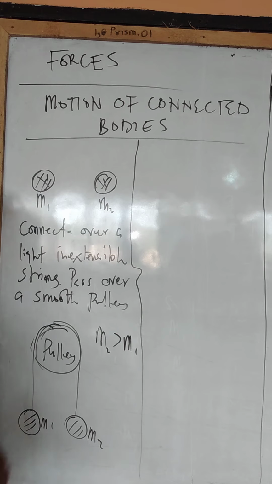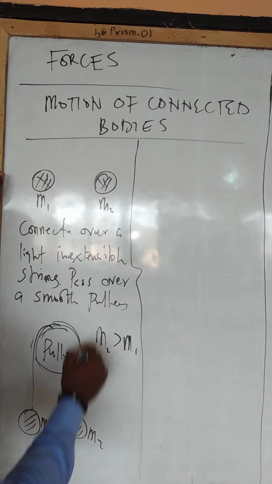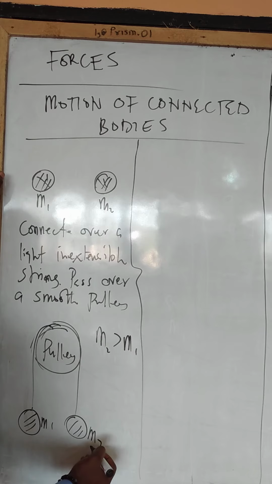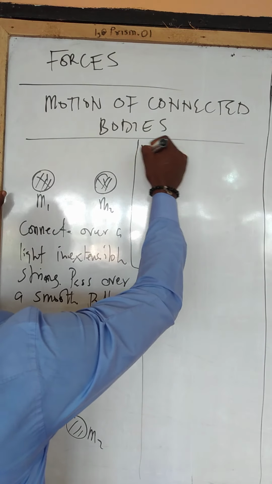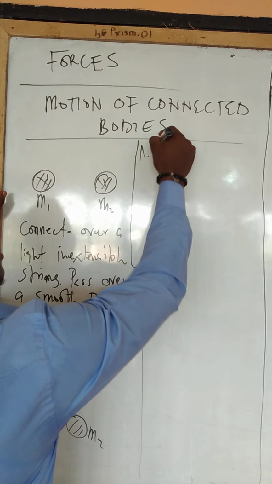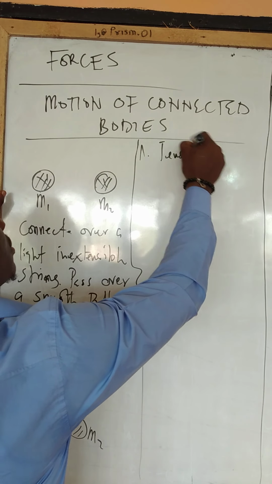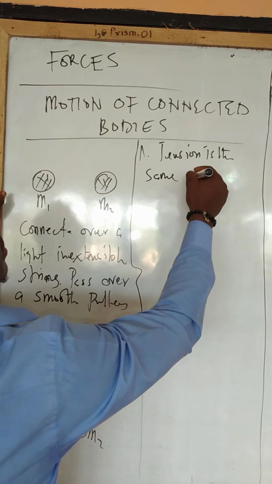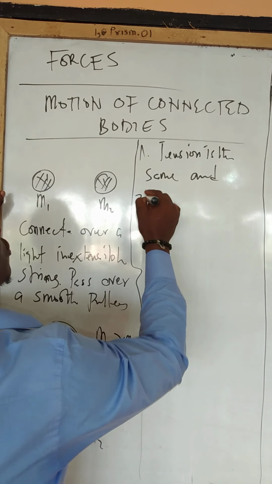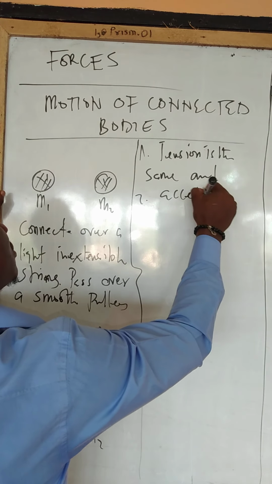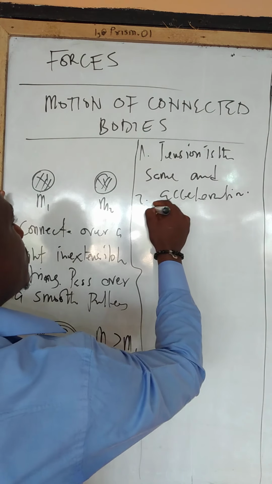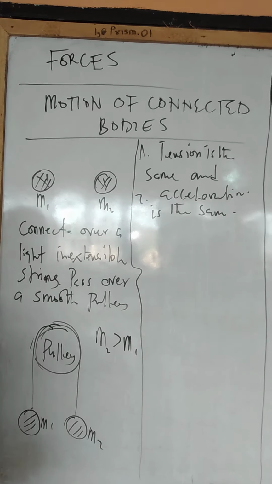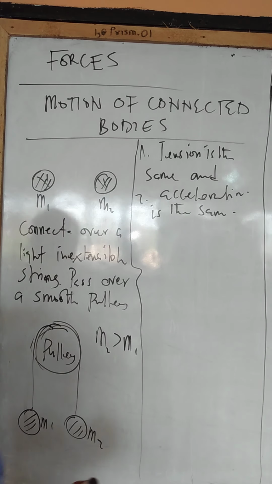Once one string is attached to mass m1 and mass m2, it means that one, the tension is the same, and two, the acceleration is the same. So we can say that the tension is the same and the acceleration is the same.